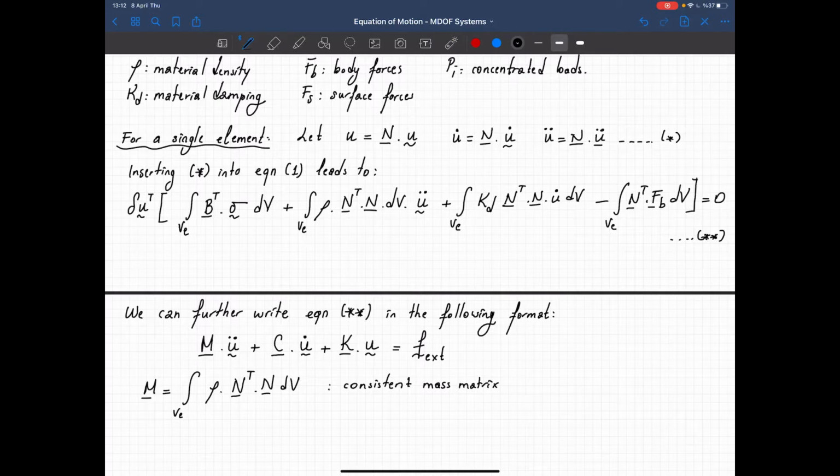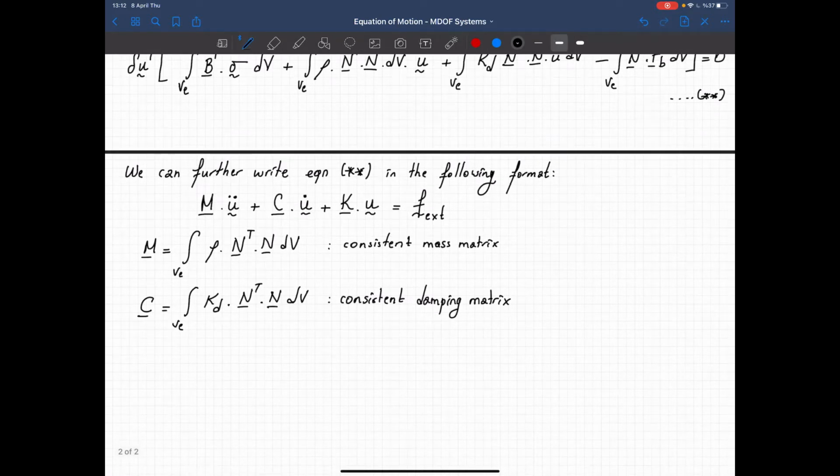For the damping matrix, it has the same format. We have the material damping, we have N transpose times N integrated over the volume, and this is called the consistent damping matrix. So the way we derive the equations tells us that we can calculate the damping matrix as follows. But really, when you do it this way, it doesn't work for solids.